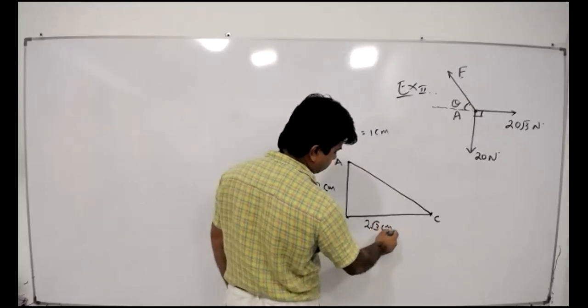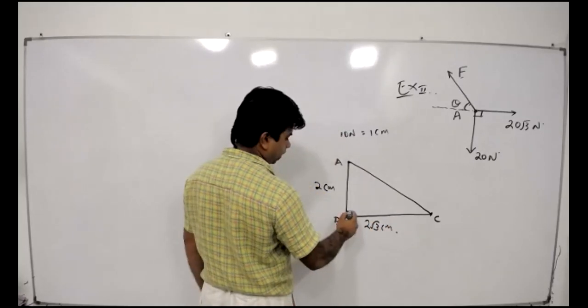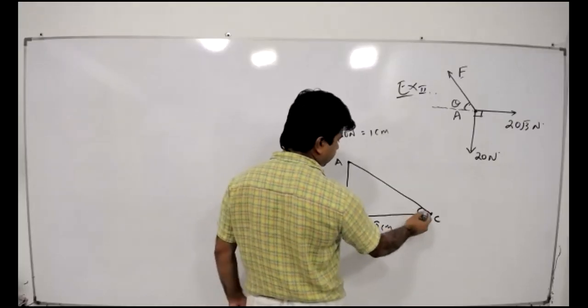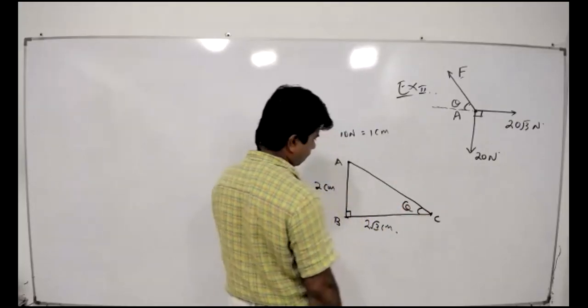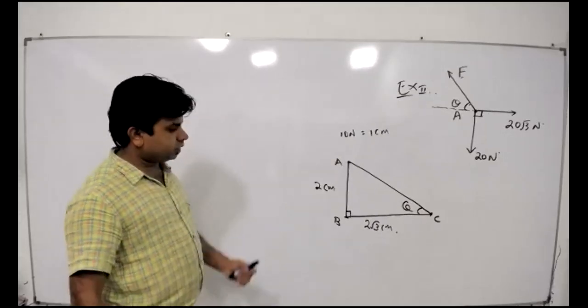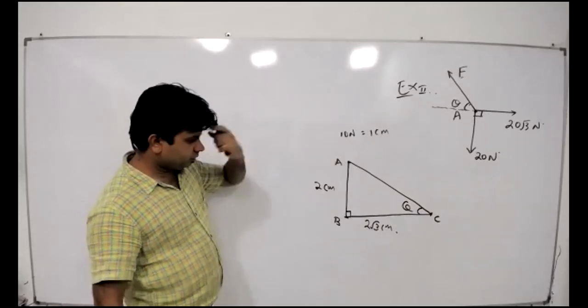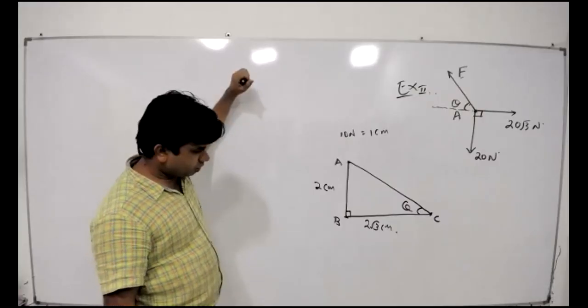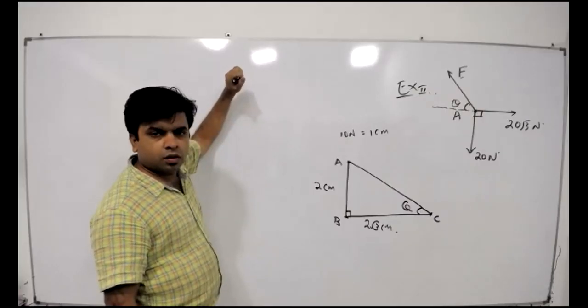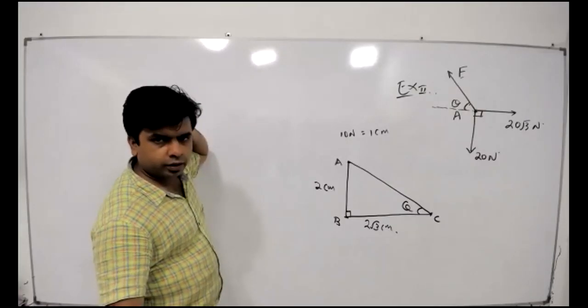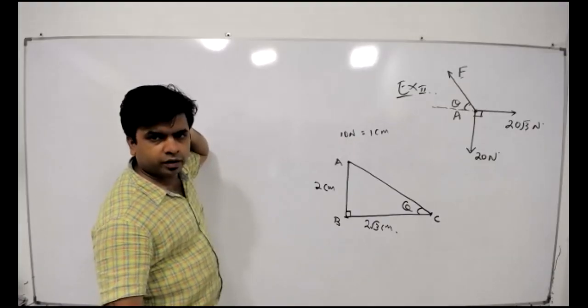2√3 centimeters, right? Now here 90, right? This angle theta unknown, right? So shall we find out this length? How can you find out this? We already know that, right? This is a right angle triangle, right?